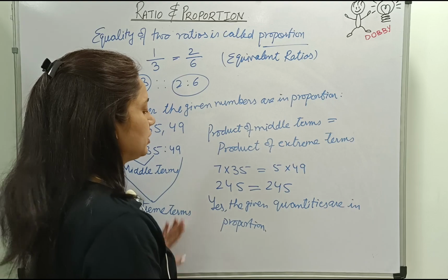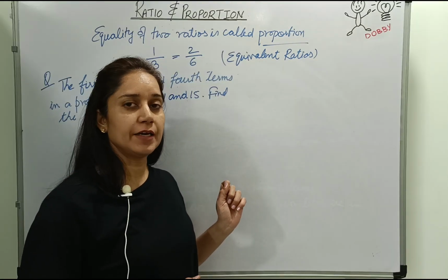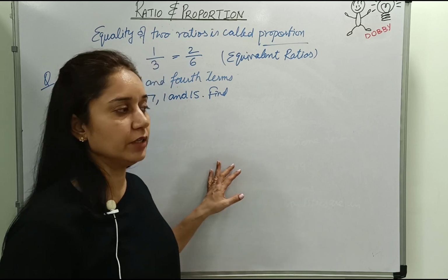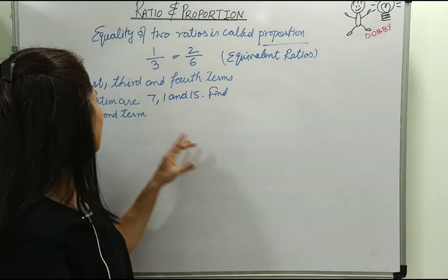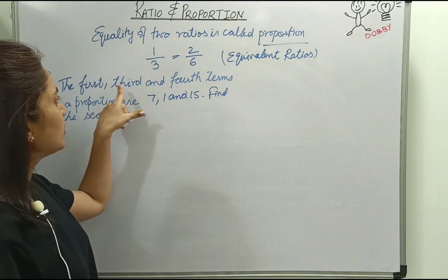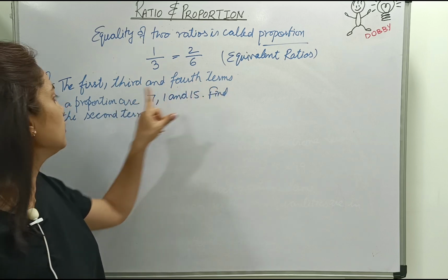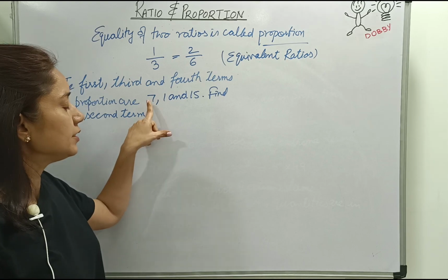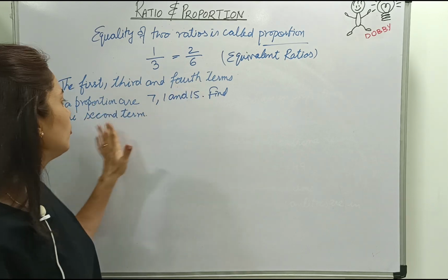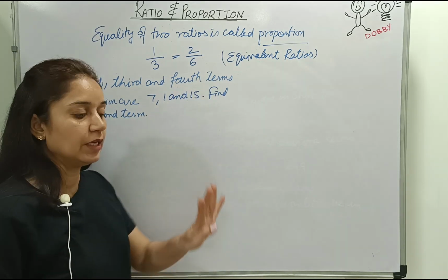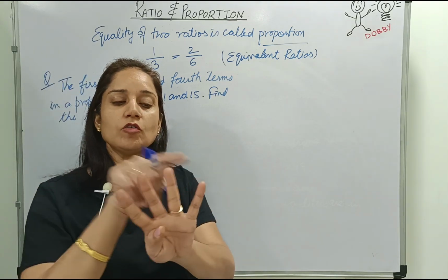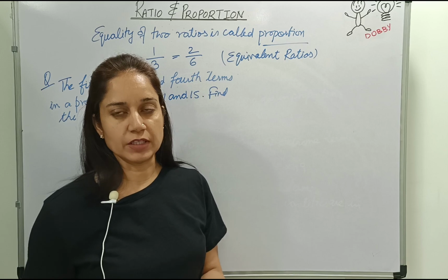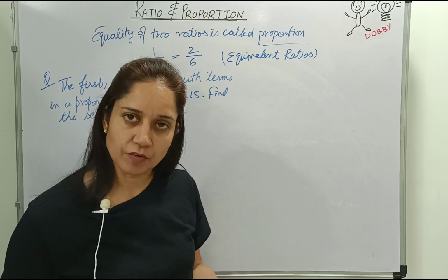Okay, so this is how we find. After understanding when four quantities will be said to be in proportion, let us try this sum now. The first, third and fourth terms in a proportion are 7, 1 and 15. Find the second term. There are 4 terms. Out of 4, any 3 can be given and the fourth one you have to find. So yes, when 3 quantities are given, the fourth can be found.